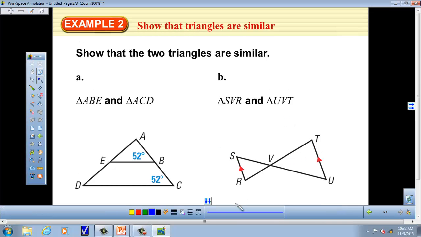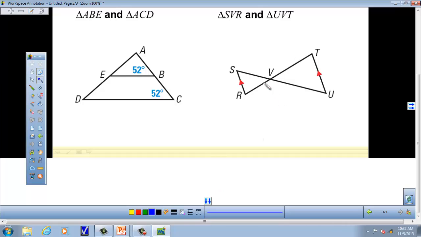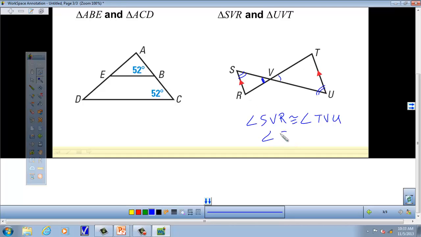For the second one, there's a bunch of different ways you could go about doing it. I can look at these two angles right here and say those are vertical angles. So we could say angle SVR is congruent to angle TVU. We could also say that this angle and this angle are congruent, or we could have said R and T. So I'm going to say angle S congruent to angle U, and that's by alternate interior angles.